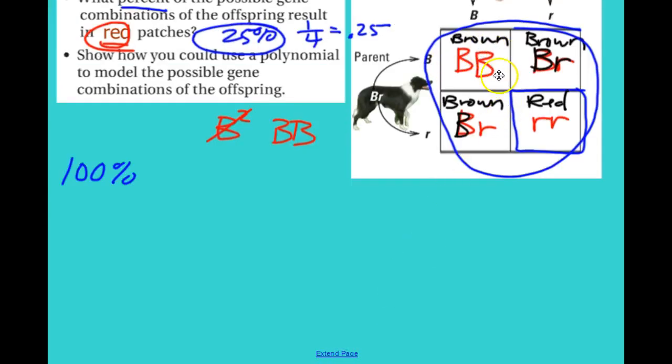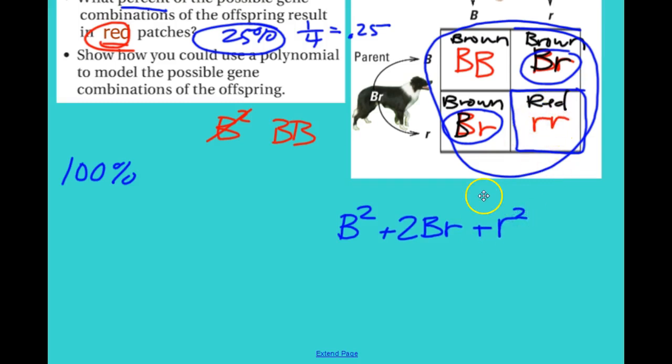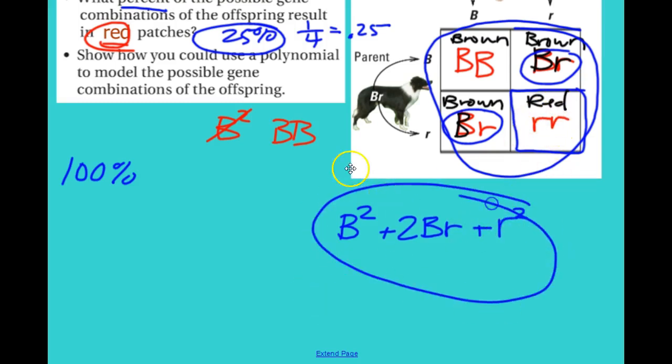It says show how you could use a polynomial to show the possible gene combinations of the offspring. If you wanted to, instead of writing BB, you could write B squared. Then there's a BR here and a BR here. We could write that as 2BR. And then plus R to the power of 2, or R squared. This is how you would write it as a polynomial, but normally in a Punnett square we write them next to each other.